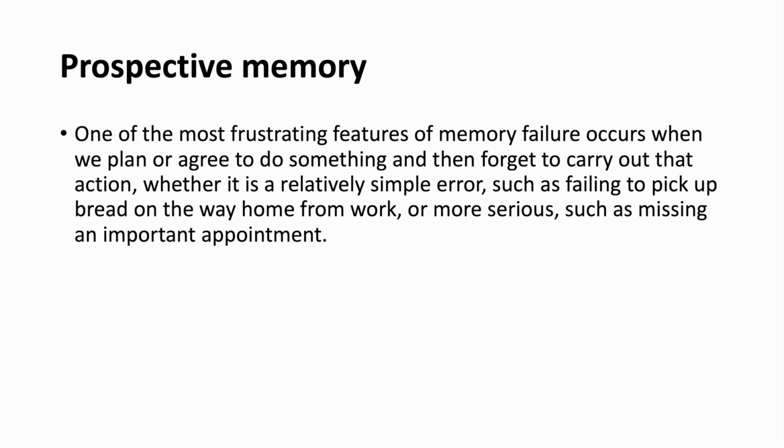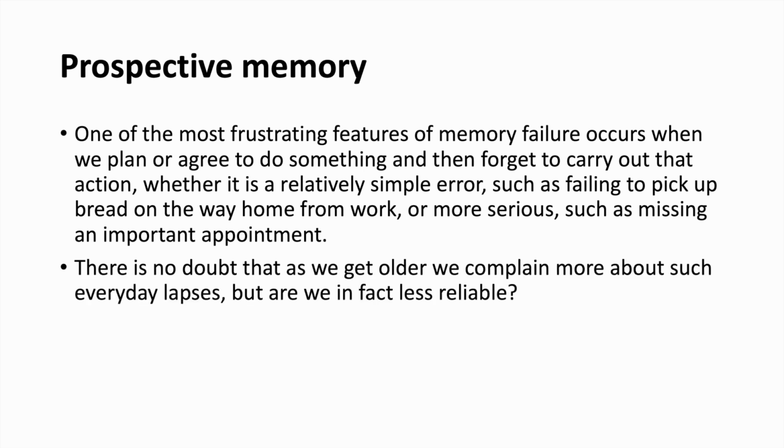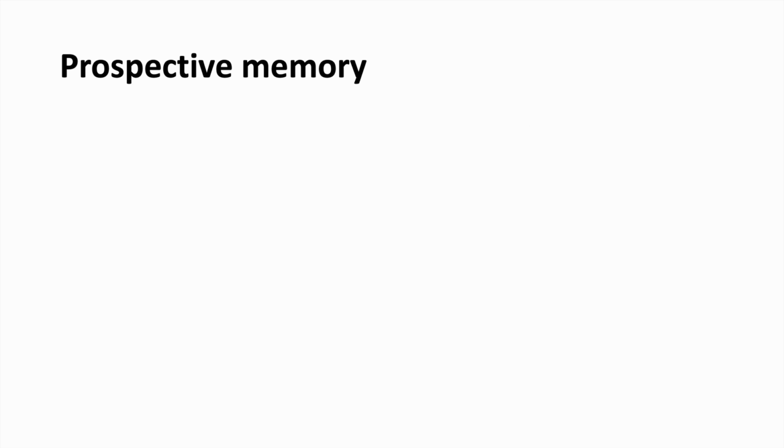Also, prospective memory. Prospective memory is essentially planning something. So if you say, I'm going to go out with my mates next Wednesday, and you forget to go, that's a failure in your prospective memory. As we get older, we do seem to complain more about that sort of stuff, but are we less reliable, or is there something else going on?